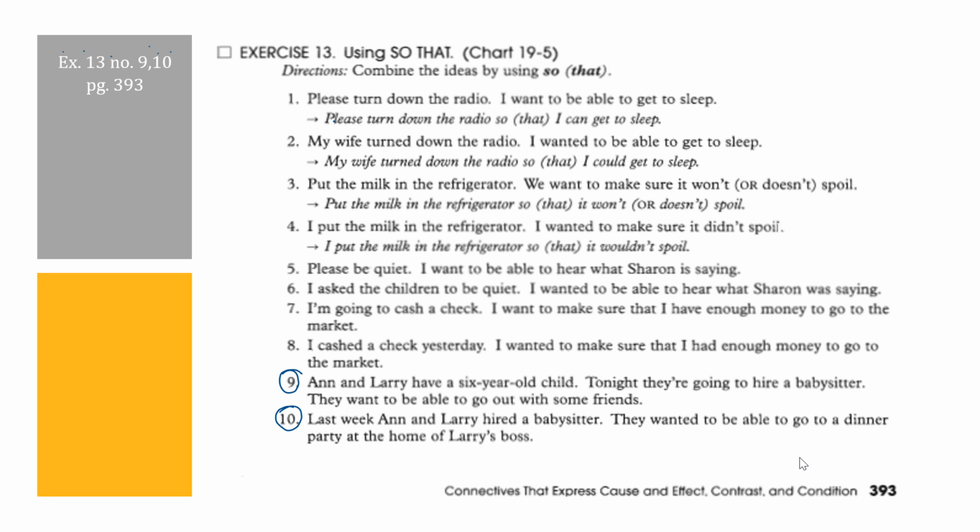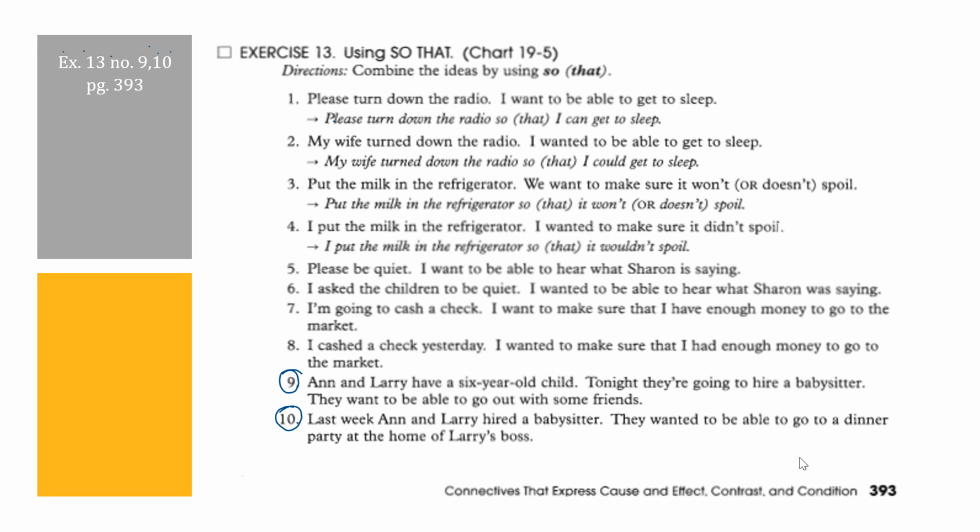Want to make sure it won't or doesn't spoil. Have a look at the tenses. The tenses that are used in the two sentences are simple present. So the answer will be put the milk in the refrigerator so that it won't or doesn't spoil. So will not or does not is used.